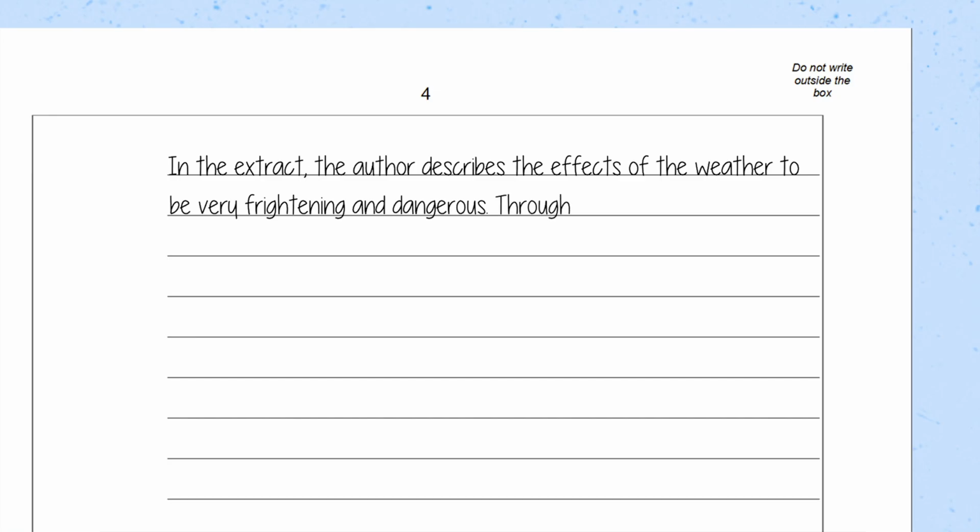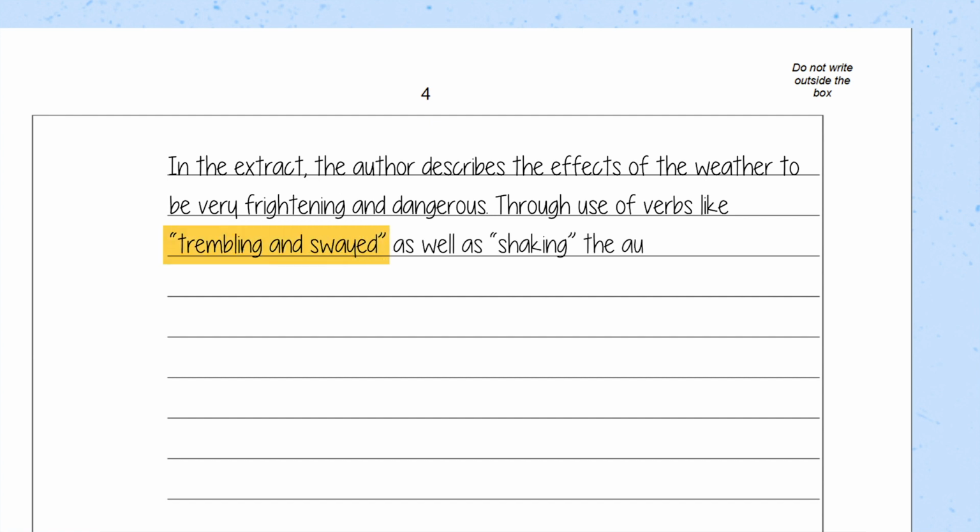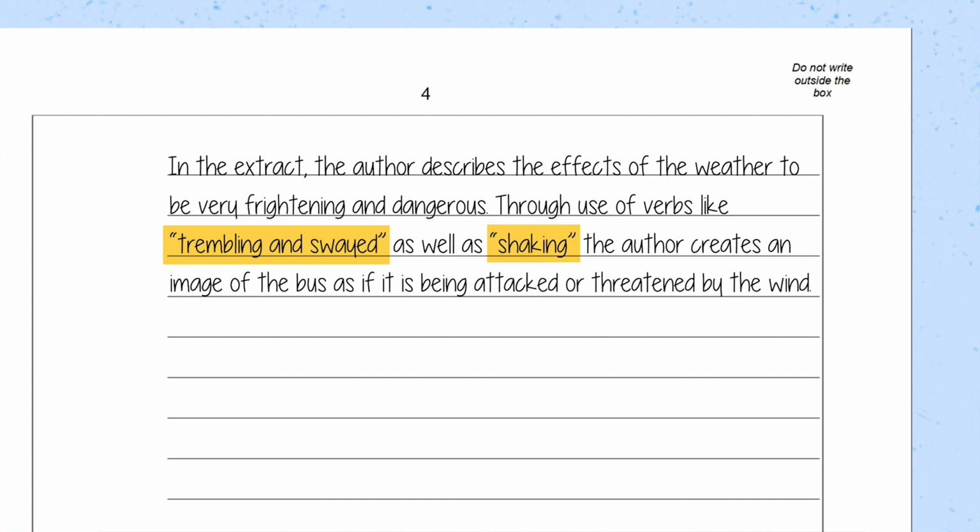Next, we want to make it very clear how the impression of danger and fear has been created through the author's choice. We want to give our evidence and make sure there's some context to explain why it's frightening and dangerous. We'll write through the use of verbs like trembling and swayed, as well as shaking. The author creates an image of a bus as if it's being attacked or threatened by the wind.